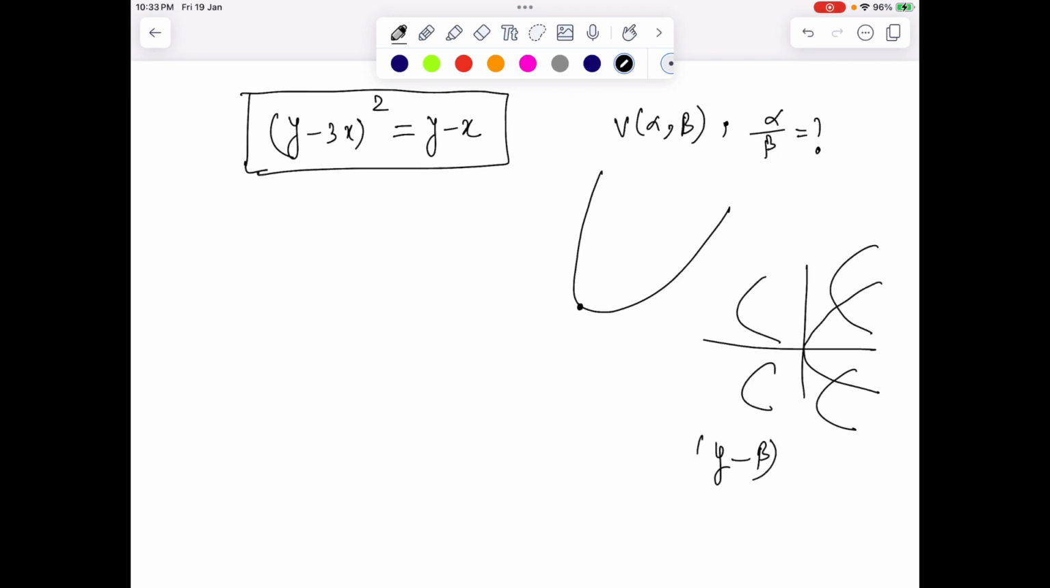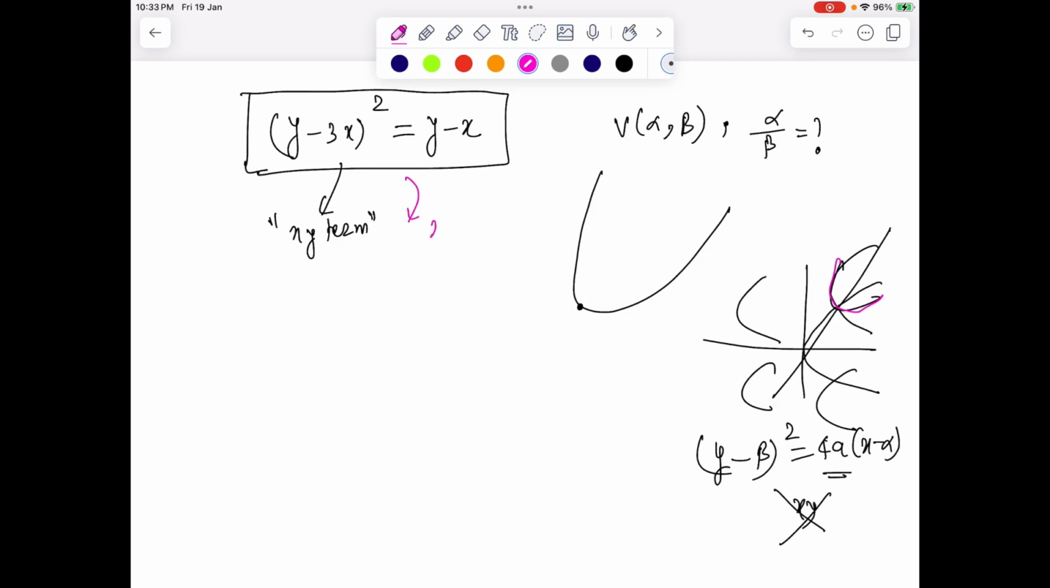Neither is it shifted in any way, right? Because if we have a shifted parabola, we'll have (y minus beta) whole square equals 4a into (x minus alpha). So there is no xy term. Now clearly we have an xy term. So the presence of an xy term represents that the parabola is inclined to the axis, something like this maybe.